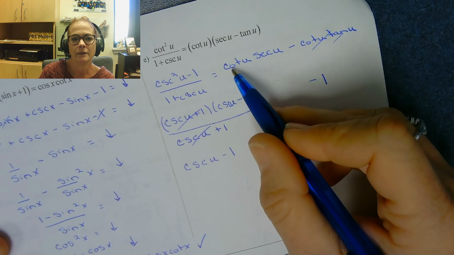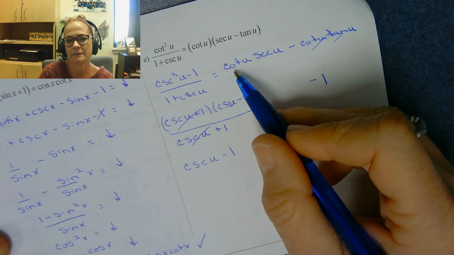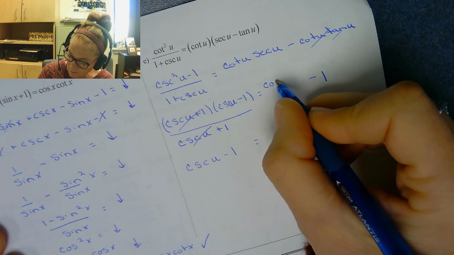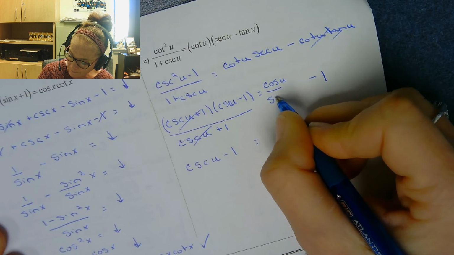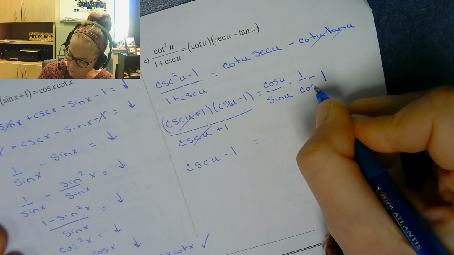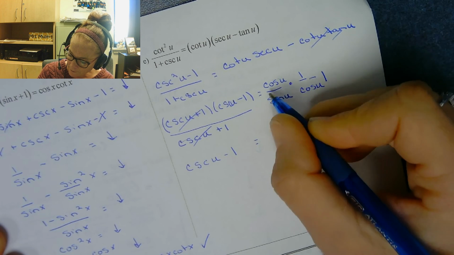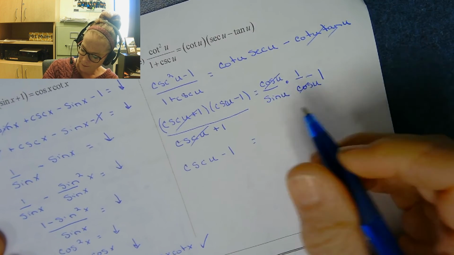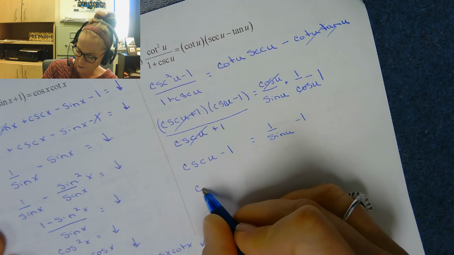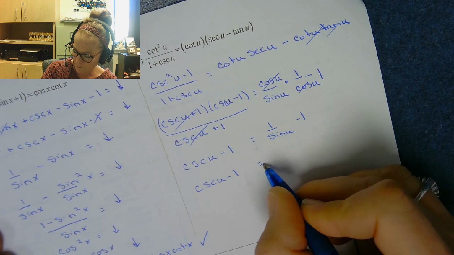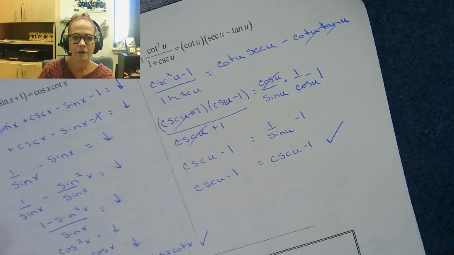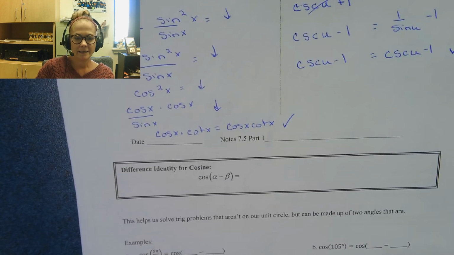Let's see what we can do here. Let's do our sine and cosine hint. We write everything in terms of sine and cosine. Cotangent is going to be cosine of u over sine of u, and secant is going to be 1 over cosine of u. There's a cancellation there. And so I've got 1 over sine of u minus 1, which indeed is equal to the cosecant. And there you go.